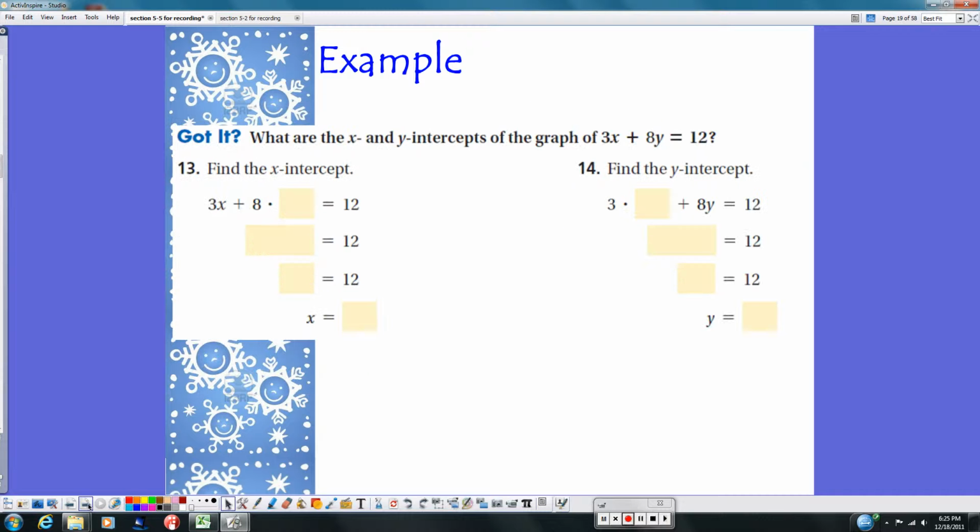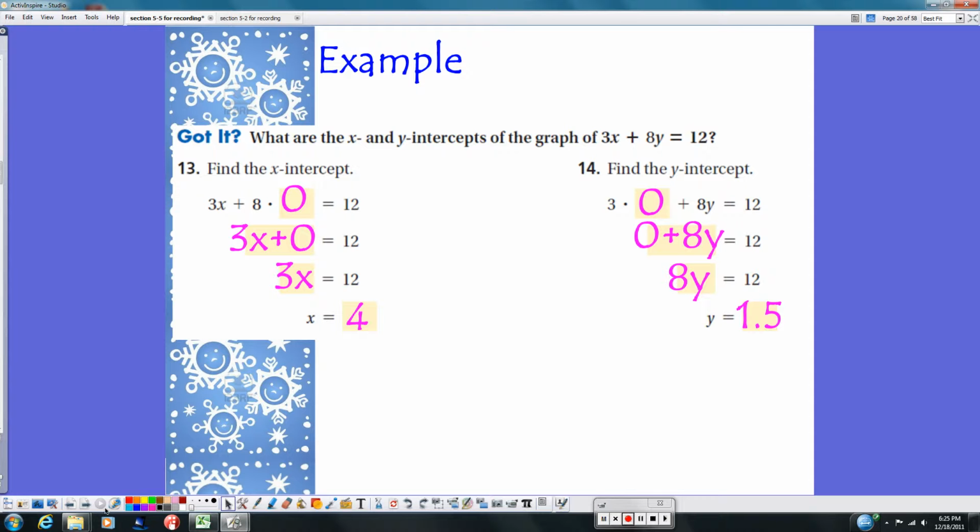Let's try another one. Let's find the x-intercept. Remember, to find the x-intercept, we're going to put a 0 in for y. So we have 3x plus 8 times 0 equals 12. 3x plus 0 equals 12. That means 3x equals 12. Divide both sides by 3 to get x equals 4.